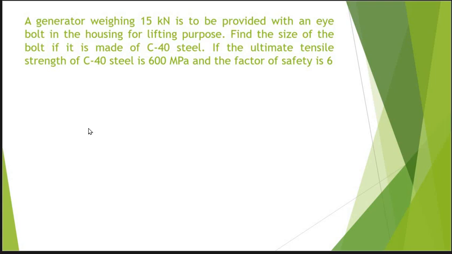Now we are moving to the next problem. A generator weighing 15 kN is to be provided with an eye bolt in the housing for lifting purpose. Find the size of the bolt if it is made of C40 steel. The ultimate tensile strength of C40 steel is 600 megapascal and the factor of safety is 6.